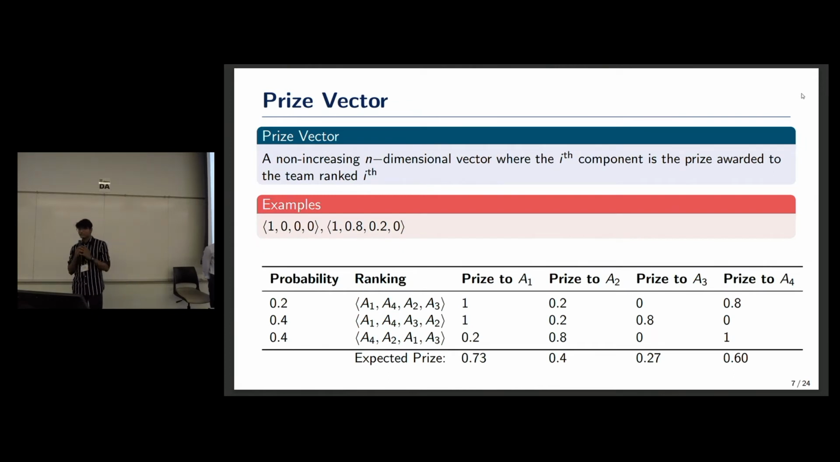Another notion I'd like to introduce is that of a prize vector. A prize vector is a non-increasing n-dimensional vector where the semantic meaning is that the ith component is the prize awarded to the team ranked ith. And we normalize these prize vectors by assuming that each component lies between 0 and 1. Now, since a tournament ranking rule claims a certain ranking with some attached probability, it also claims that each team gets a certain prize with some attached probability. Thus, we can define the notion of the expected prize of a team under some tournament ranking rule.